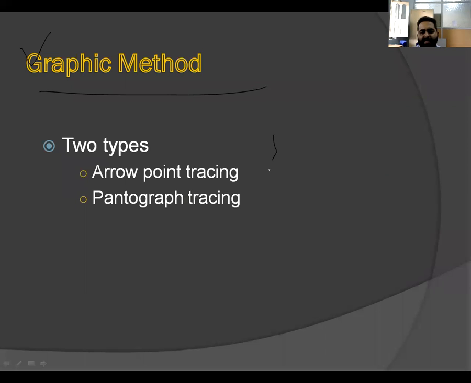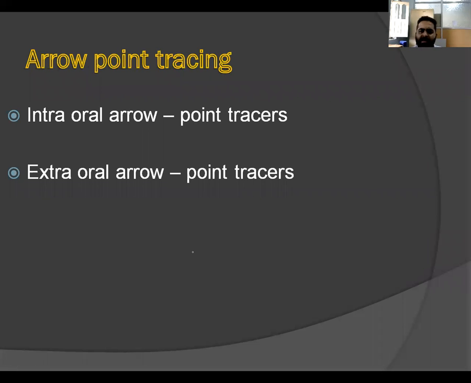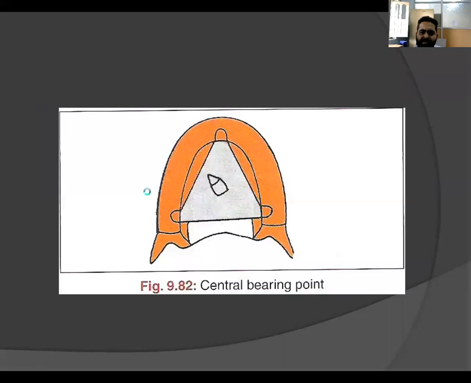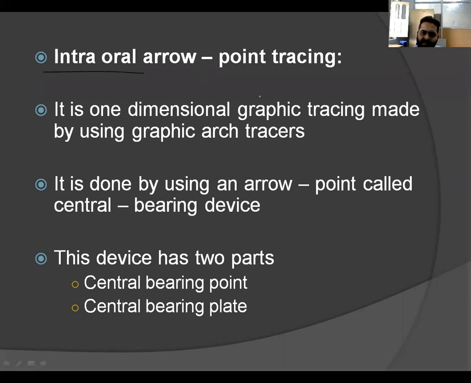Okay. The graphic method can be done with the help of 2 methods, the intraoral and extraoral method. Okay. For that, you require arrow point tracing and the pantograph. Okay. For intraoral, the arrowhead tracings are basically done with the help of your point tracers, and the same for your extraoral tracings also. So basically, intraoral tracing is one of the graphic methods to record the centric. Okay. We are using graphic arch tracers on the mandibular and the maxillary arch. So basically, we have the centric bearing device for recording your maxillary and mandibular rim in the centric position.